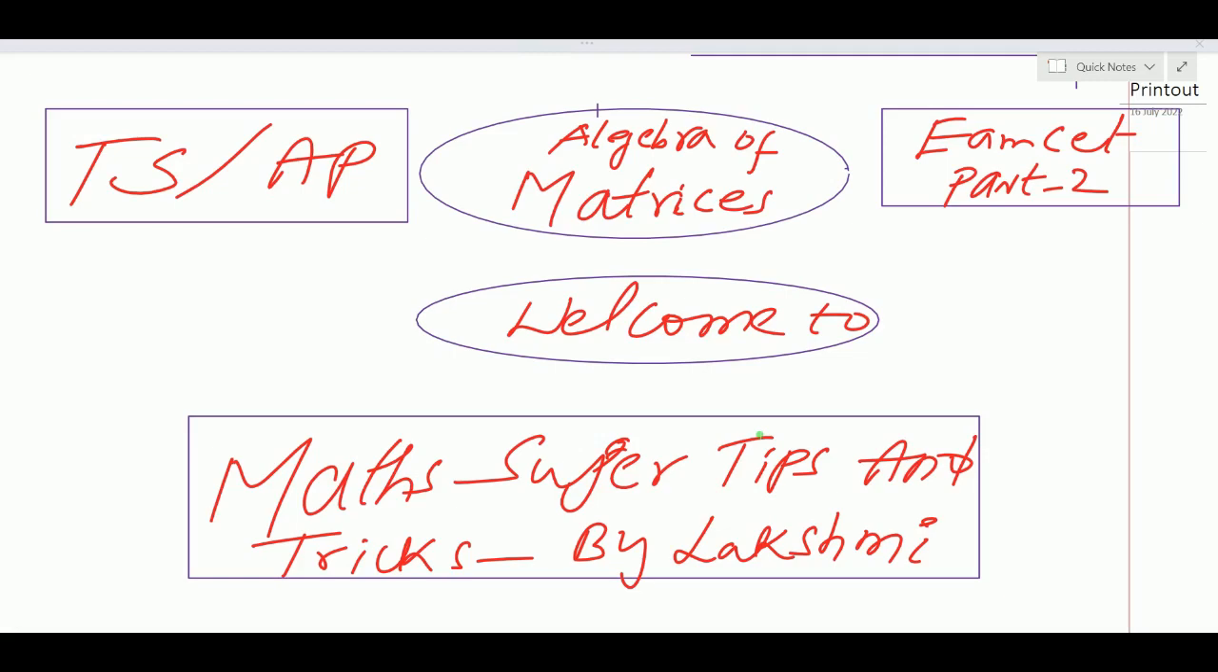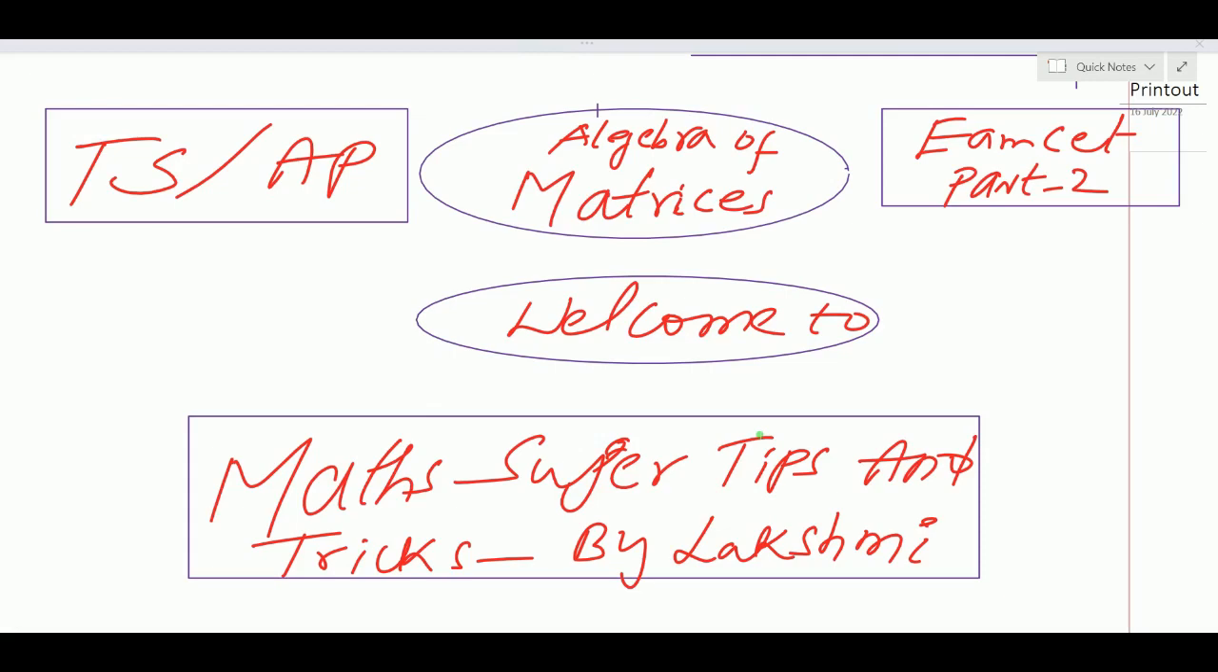In part 1, I discussed the algebra of matrices: what is a matrix, what are the types of matrices, what is a row, a column, etc. If you have not yet watched the part 1 video, please watch it, then only can you follow this easily. I will add that video link in this description. Please watch it without missing.